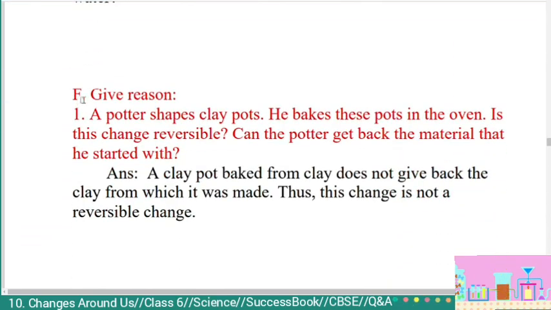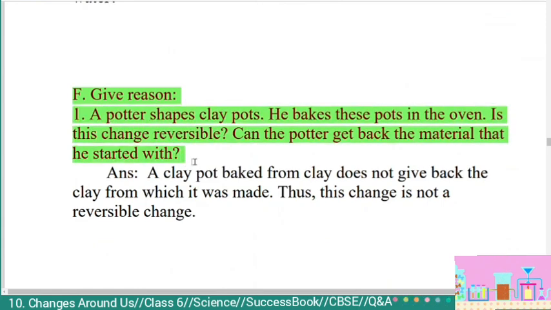Next main, F, give reason. First question, a potter shapes clay pots. He bakes these pots in the oven. Is this change reversible? Can the potter get back the material that he started with? Answer, a clay pot baked from clay does not give back the clay from which it was made. Thus, this change is not a reversible change.